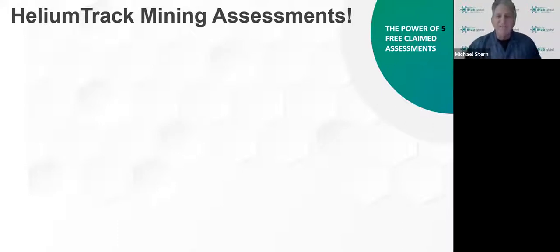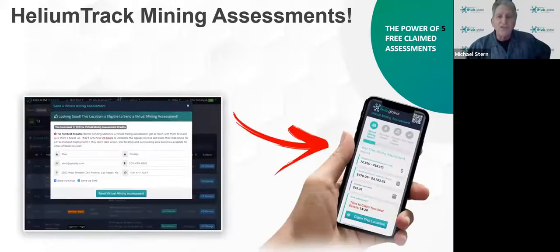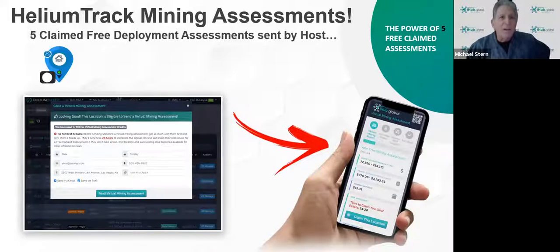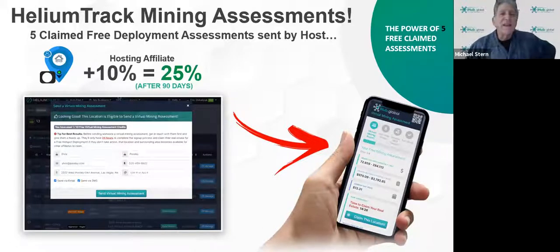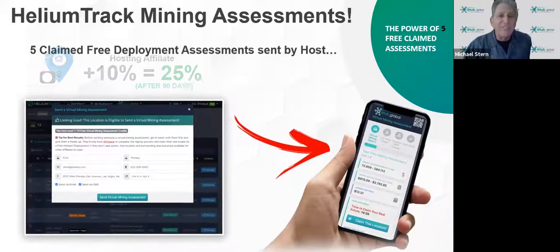But if you work with that individual and you get them familiarized with how to use the Helium Track software, start to reach out to people, getting some assessments is such an easy process. Anybody can do it. And it could be a mining assessment. We're sending a link to them, getting 5 registered units, 5 registered affiliates as a result of sending out the mining assessment links. Then that is going to qualify you to get that extra 10% on the host, to go from 15% to 25%. That 25% begins after that initial 90-day period at 15%.